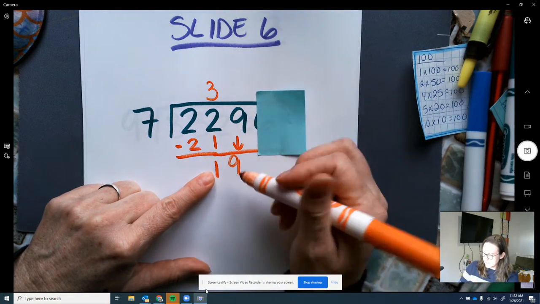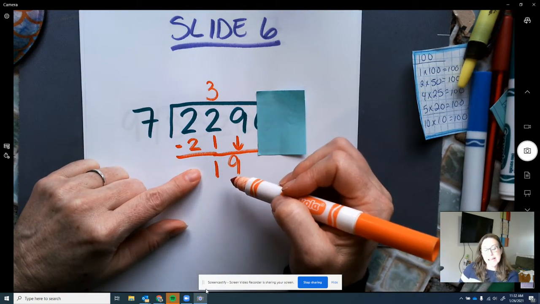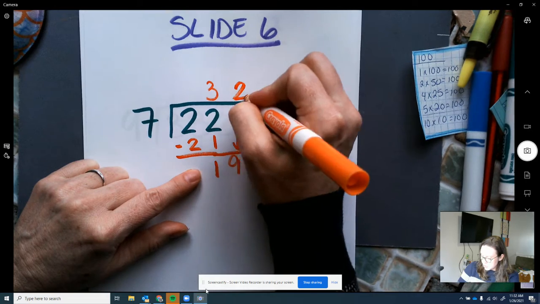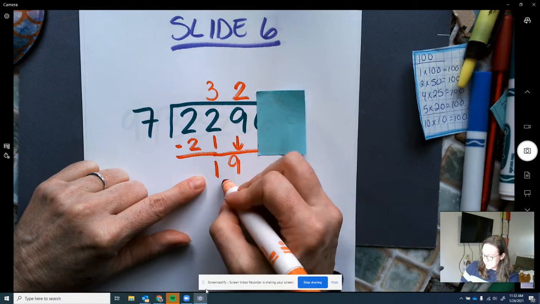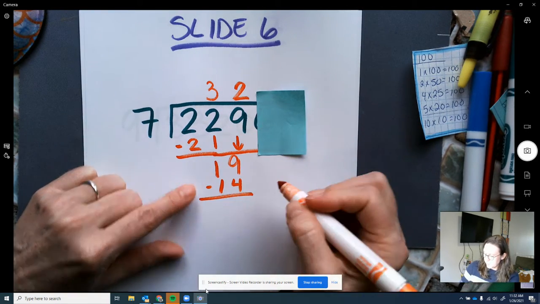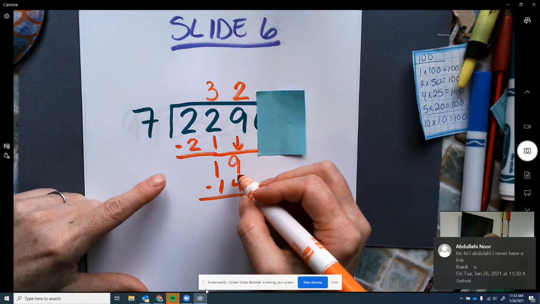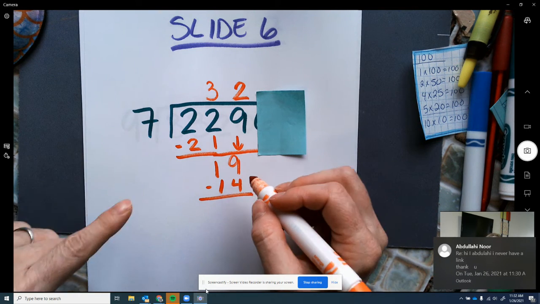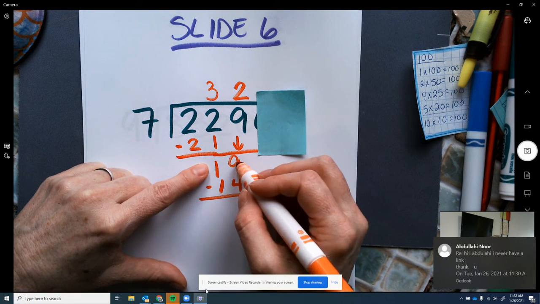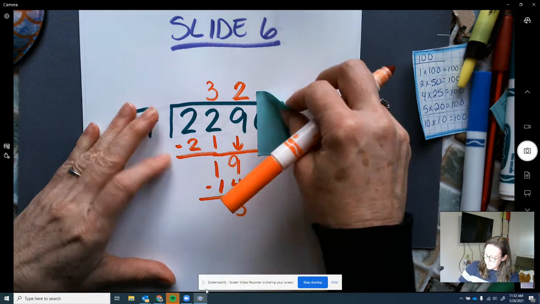Still don't have to worry about that 6. 7 goes into 19 2 times. 2 times 7 is 14. Remember, we want to get as close to the number as possible without going over. Okay, so 19 minus 14 is 5.